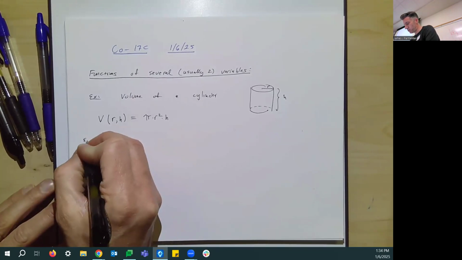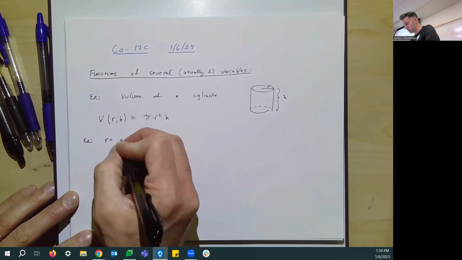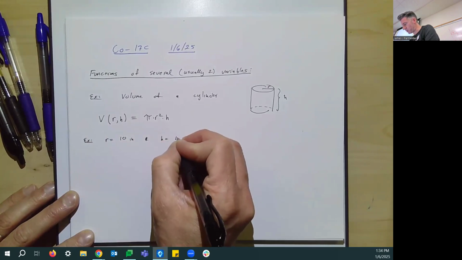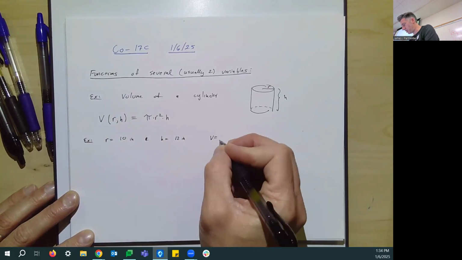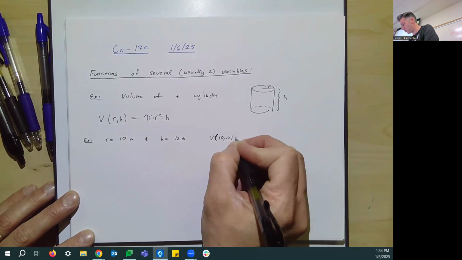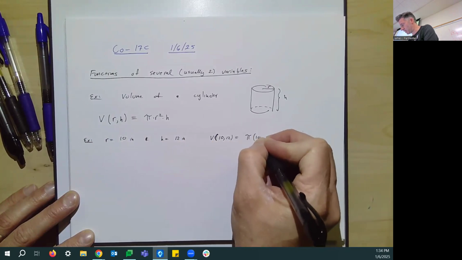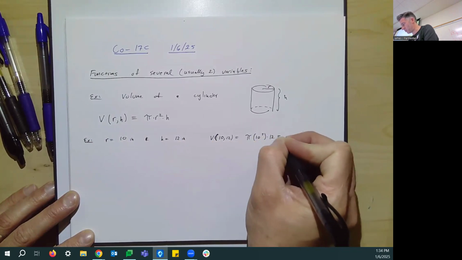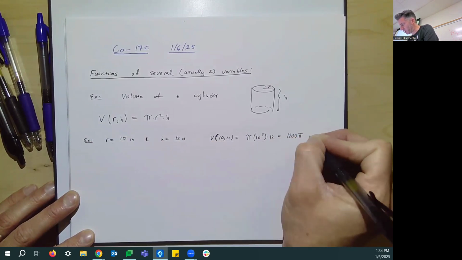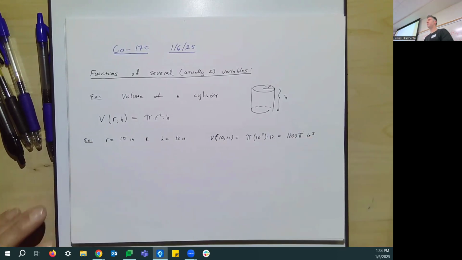So for example, if the radius was 10 inches and the height was 12 inches, then the volume would be, I should say the volume evaluated at 10 comma 12 would be pi times 10 squared times 12, which would be 12 times 100, which is 1200 pi cubic inches. Which is just an example of evaluating a function at a particular input.